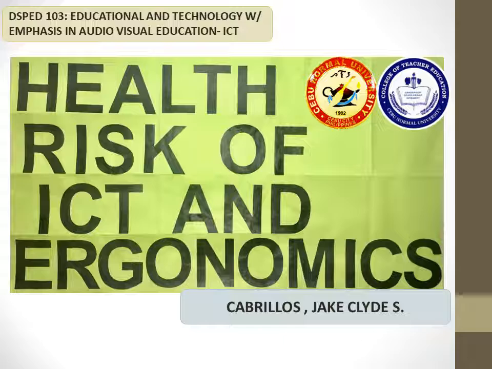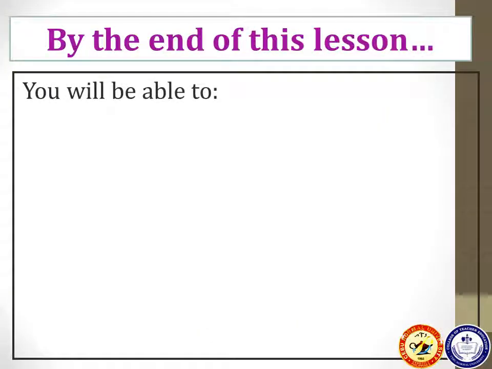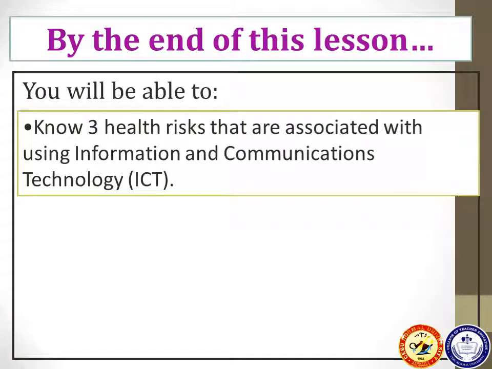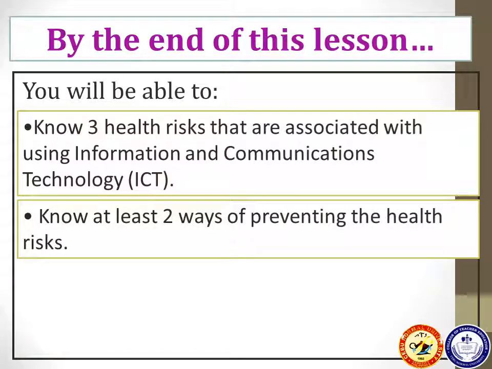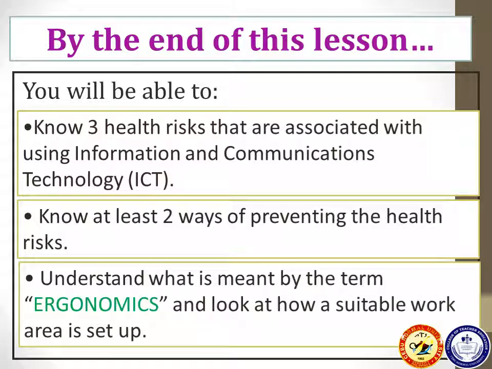So before we start, let us set objectives. By the end of this lesson, you will be able to know at least three risks that are associated with using information and communications technology. Second, we will know at least two ways of preventing the health risk and understand what is meant by the term ergonomics and look at how a suitable work area is being set.